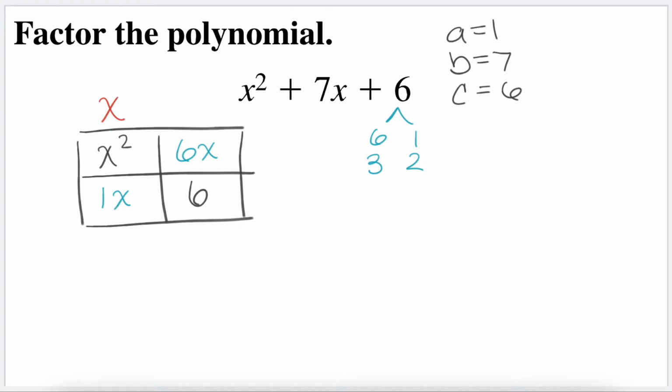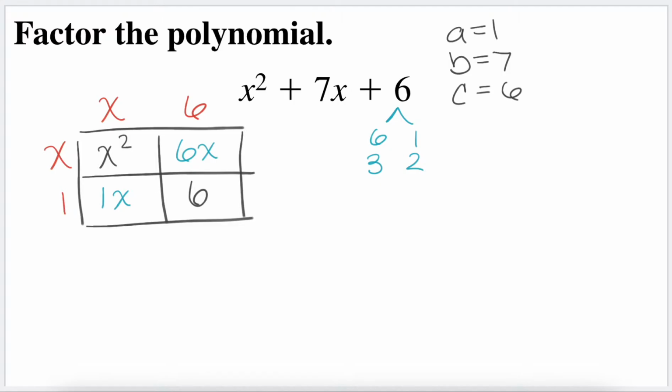What can I pull out of 6x and 6? Well, I can pull a 6 out of both of those. What can I pull out of x squared and x? What do they have in common? Well, the only thing they have in common is, again, an x. What can I pull out of 1x and 6? Well, I can pull out just a 1.